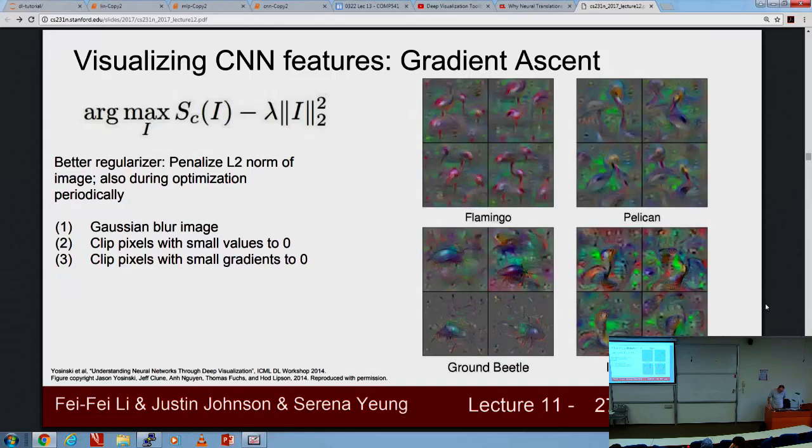So again, I don't know if you can see this, the ground beetle, the Indian cobra, and the pelican, the flamingo looking a lot more recognizable.